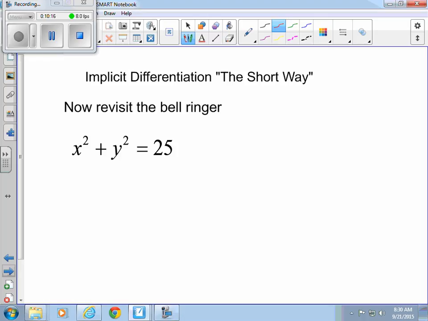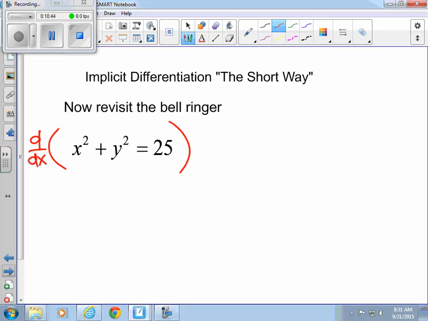Remember I solved for y, which wasn't impossible, and I used a chain rule. Not horrible, but I think there's an easier way. So what I'm going to do is I'm going to leave this in implicit form. I'm not going to rewrite it as y equals. I'm not going to get y by itself. And I'm just going to take the derivative of the whole thing with respect to x. So every piece in there, I'm going to take the derivative of it.